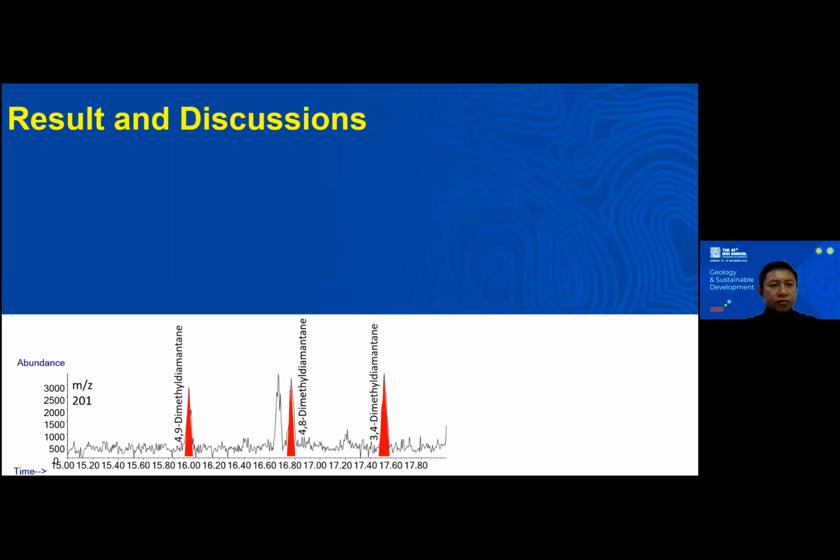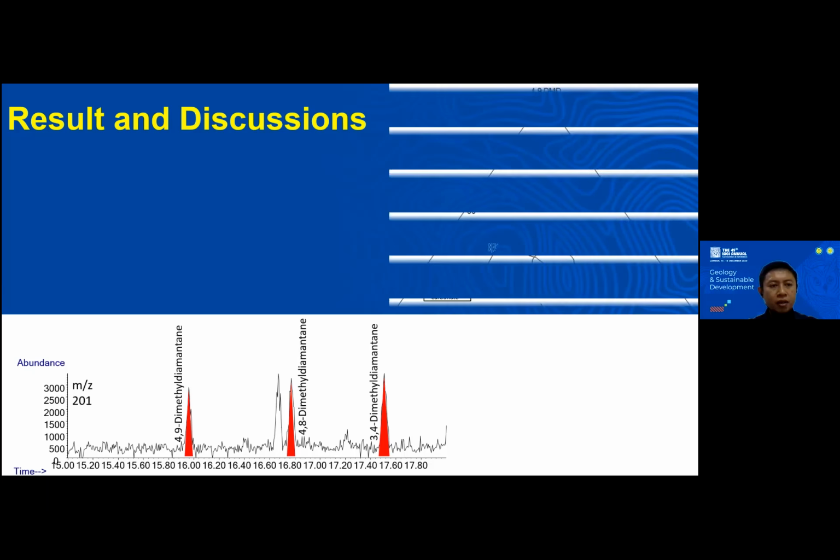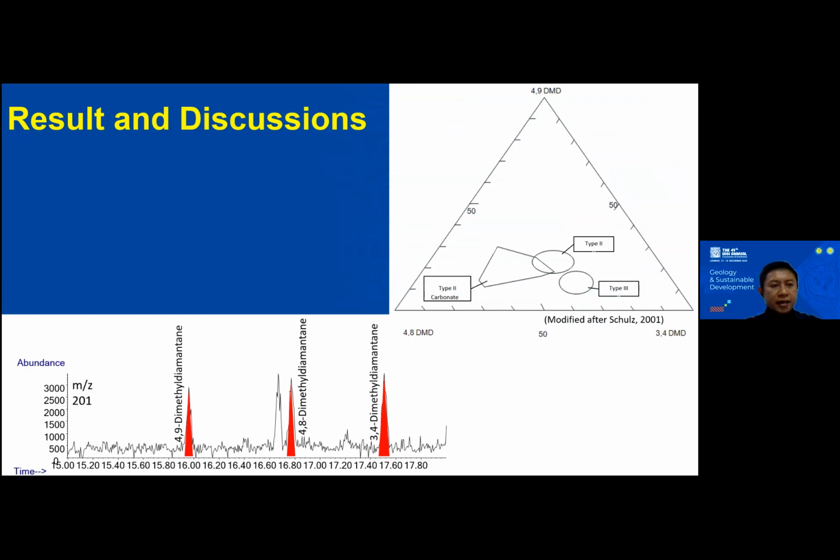The relative abundance of dimethyl diamantane compounds was used by Schulz et al. in 2001 to distinguish between terrigenous, marine carbonate, and marine siliciclastic source rock from various locations in Europe, because these compounds are virtually unaffected by maturity. Using a ternary diagram, the relative distribution of dimethyl diamantane obtained from m/z 201 can be seen in this graph. And the condensate sample in this research is close to the group of type 2 carbonate rock.